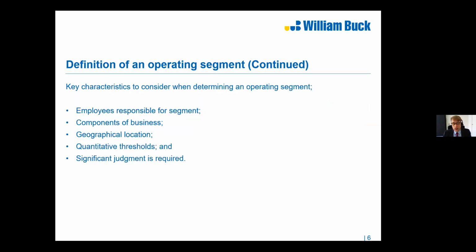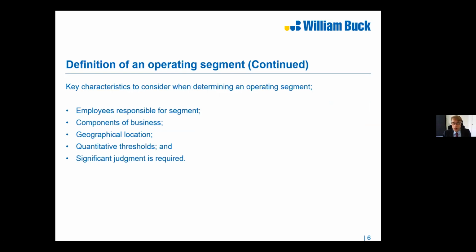So in terms of the key characteristics to consider when determining an operating segment, there are a number of other factors to look at in addition to how the chief operating decision maker views the business. First one could be employees responsible for the segment. So you might find that you've got a business which is based in multiple locations.